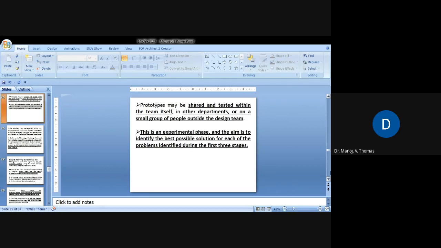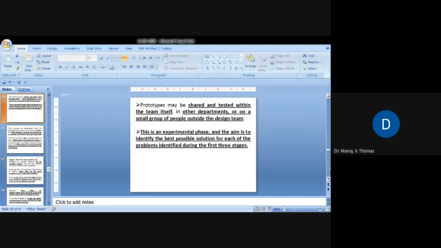Prototypes developed may be shared and tested within the team itself, or within other departments, or on a small group of people outside the design team. Anybody who trusts you would give you real feedback. You can give the prototype and ask for feedback, no issue. That is how you take feedback. That is how you design a better product, the best product.